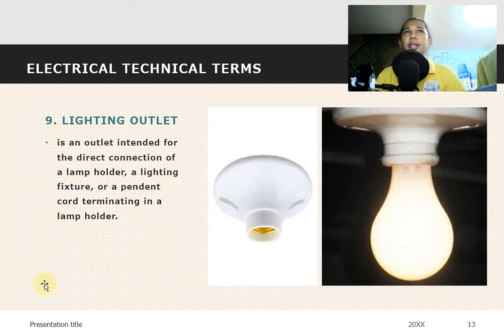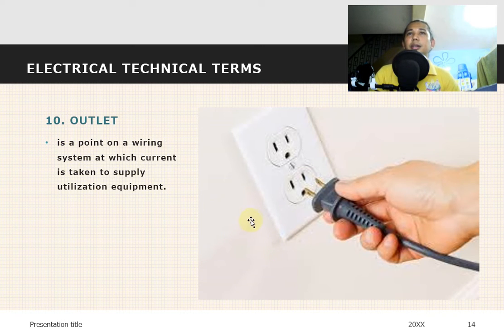Next, we have here the lighting outlet. It's called an outlet because it is where the light is plugged in. So, that's why it's an outlet. It's an outlet intended for direct connection of lamp holders, lighting fixtures, or pendant cord terminating in a lamp holder. We have also the very well-known outlet, known in layman's terms in Tagalog as saksakan. It's a point in the wiring system at which current is taken to supply utilization equipment.